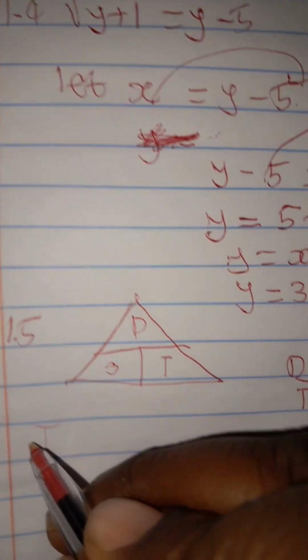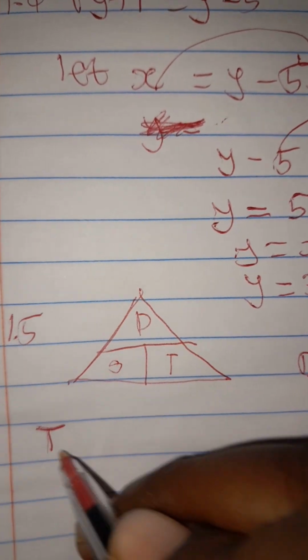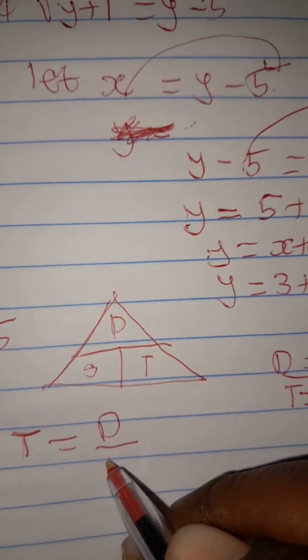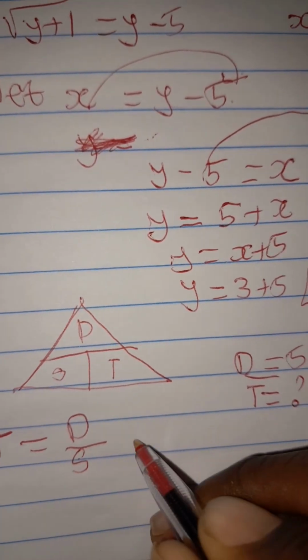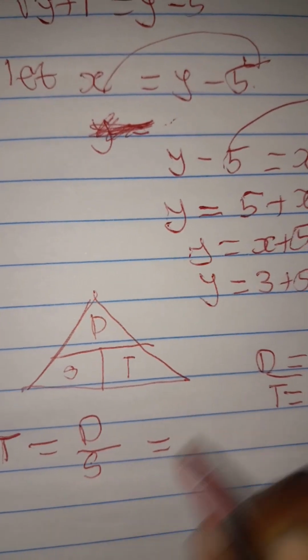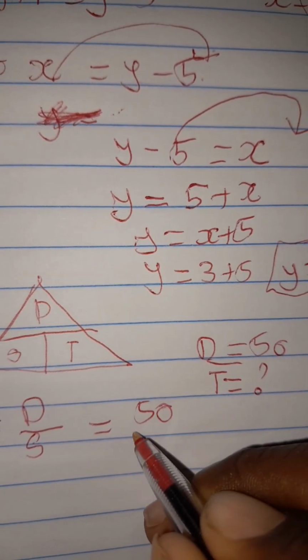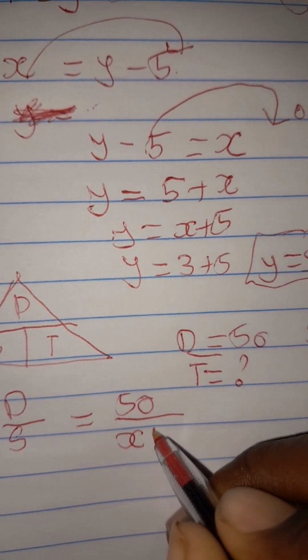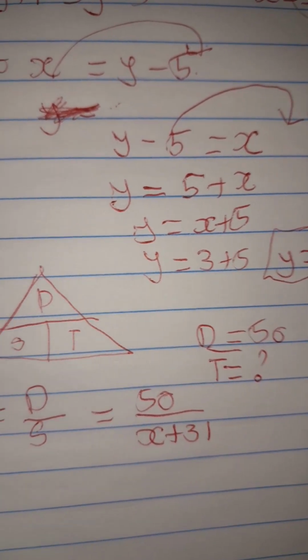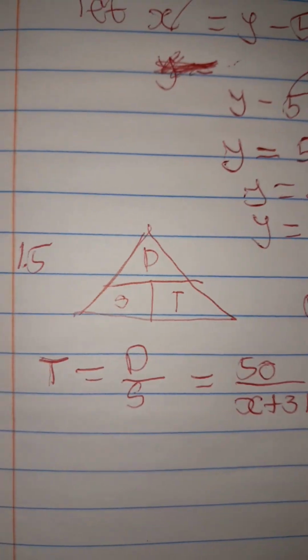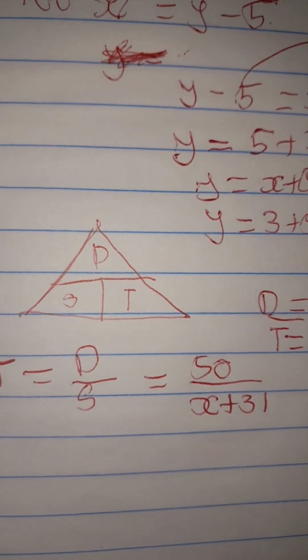So we have t equals d over s, which is distance over speed. The distance is 50 kilometers, so it's going to be 50 over x plus 31, right? Remember, that's your speed, x plus 31. So that's how you get that 1 mark.